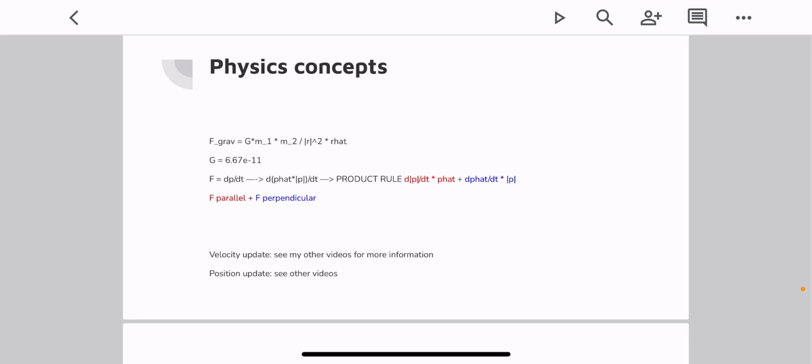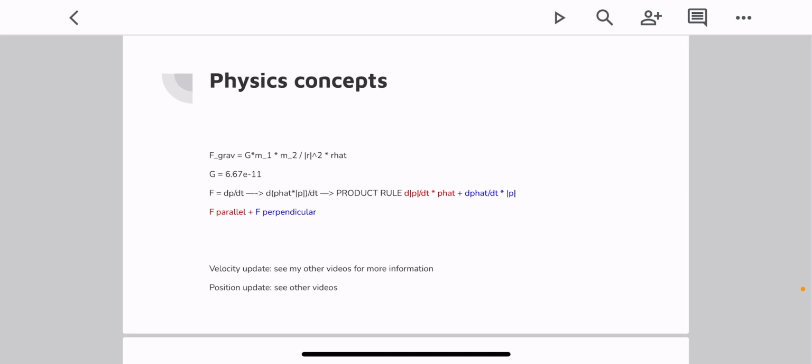The physics concepts we're going to need to know are Newton's gravitational formula, which is the gravitational constant times the mass of the first object times the mass of the second object over their distance squared, times the unit position vector pointing from one planet to the other. The gravitational constant is given below. We have F equals dp/dt, where p is momentum. Momentum is mass times velocity, so dp/dt is just ma.